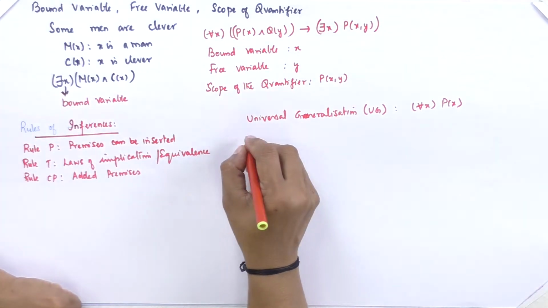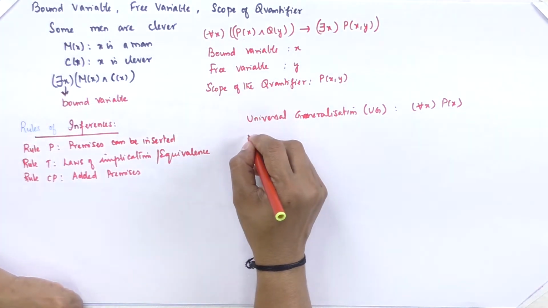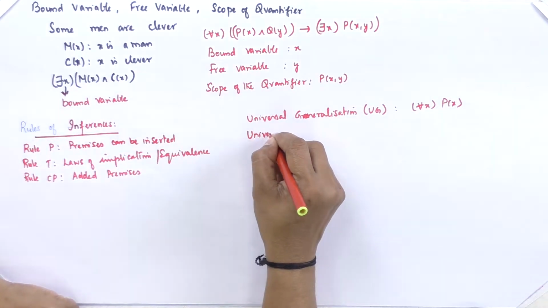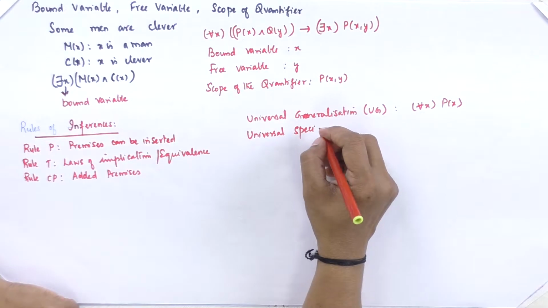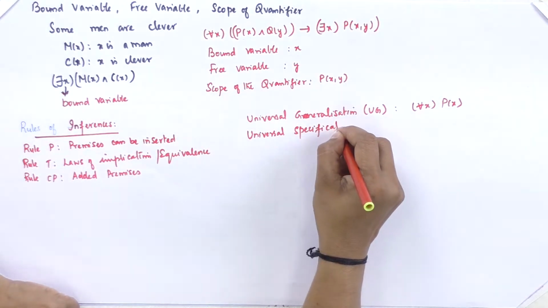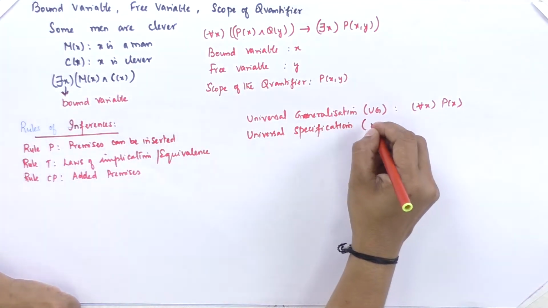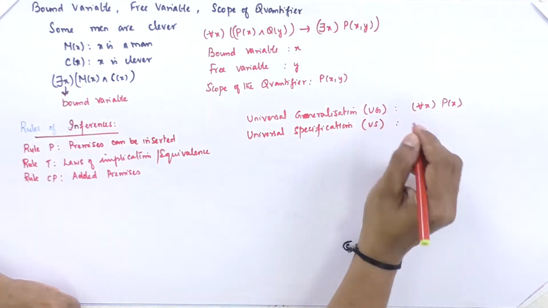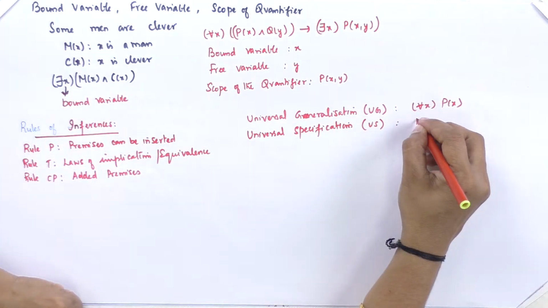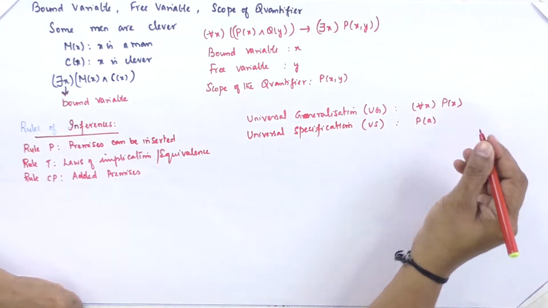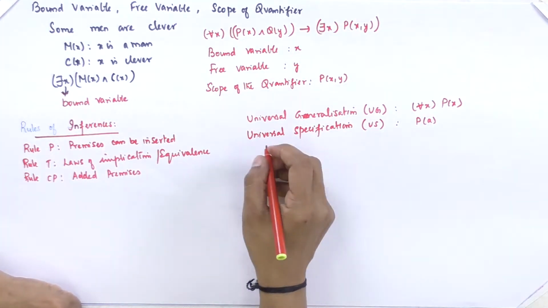And next is universal specification, that is US. We only have a specific form, for example P of A. Let me explain that further.